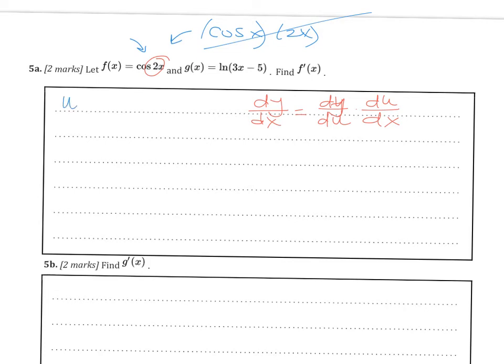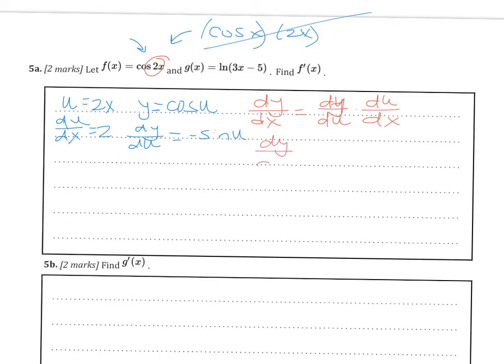So that means that inside function is 2x, and that makes our original function cosine of u. And we need to find the derivative du dx, which is 2, and the derivative dy du, that's the derivative of y in terms of u, which is negative sine of u. And then from there, we can just substitute in to this formula here.